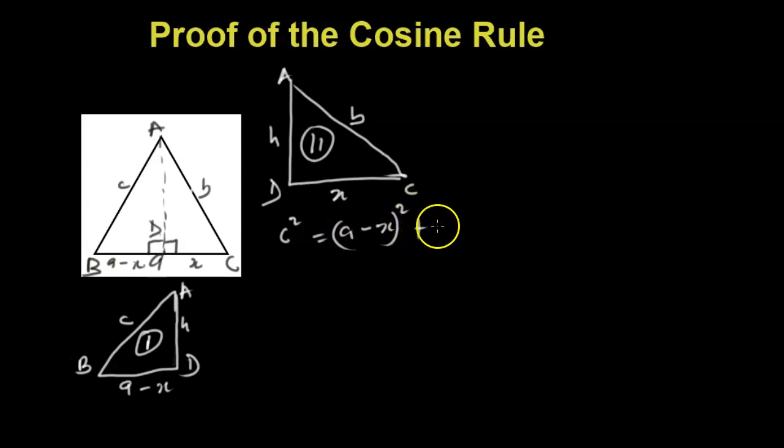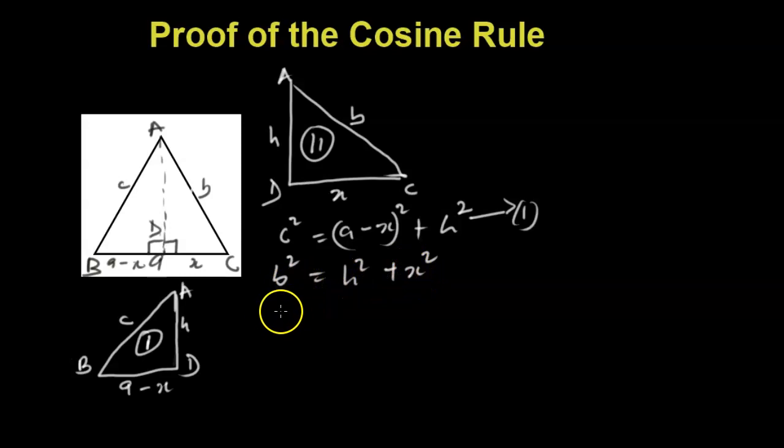From figure 1, we can say that c squared is equal to (a minus x) all squared plus h squared. That's our Pythagoras theorem. Let's tag this our equation 1. From our figure 2, we can see obviously that b squared is equal to h squared plus x squared. That is, the square of the hypotenuse is equal to the sum of the squares of the two other sides.